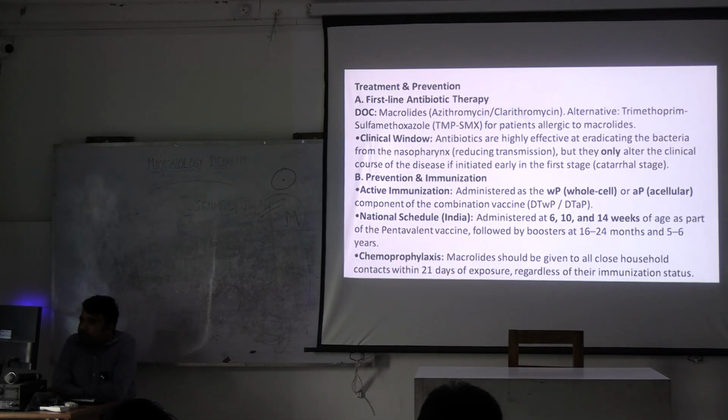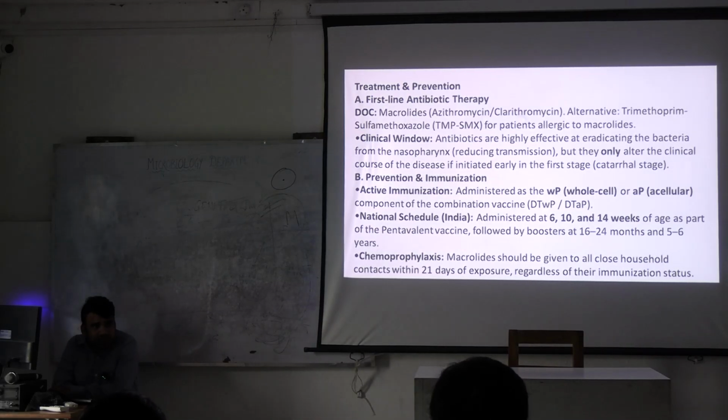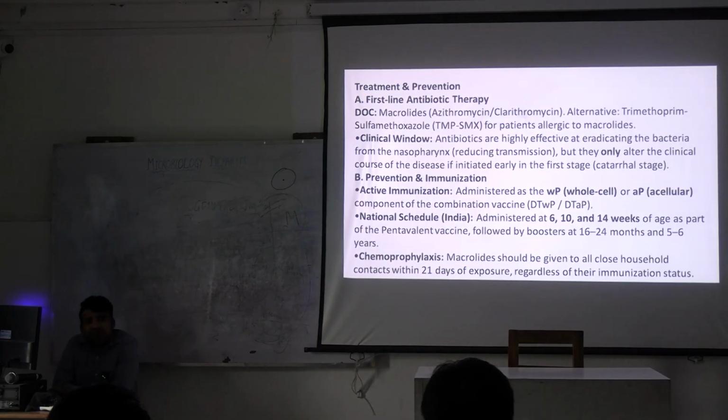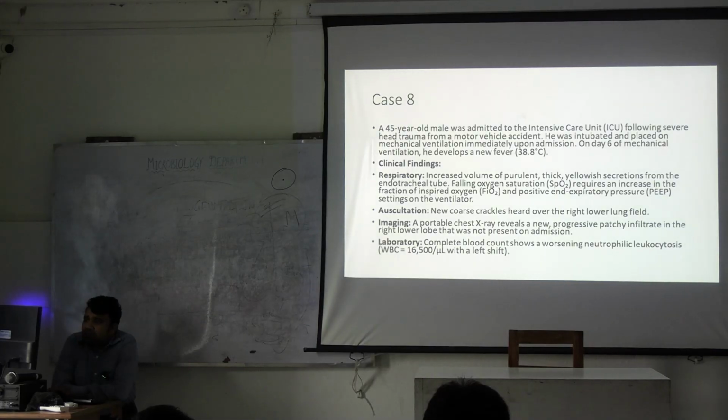Now, it's very important that in case of pertussis, we actually vaccinate, especially the children, with a vaccine called as the DPT, diphtheria, pertussis, and tetanus. P stands for pertussis. The pertussis can be either a whole cell or acellular, commonly vaccinated at 6, 10, and 14 weeks. Antibiotic macrolide can be given. Alternatively, cotrimoxazole can also be given.